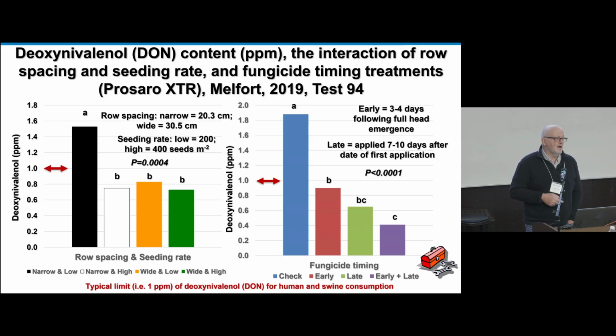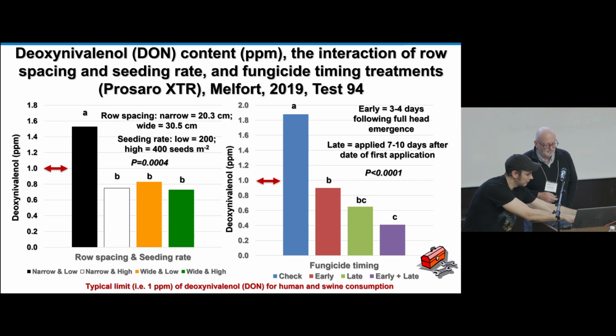We could bring that down significantly to just under 1 part per million with a single early application at that ideal timing. With the late application, so 7 to 10 days after the start of anthesis, even a little better, but it was our dual application that gave us our best reduction, almost around 80%. So getting close to the level of control that we see with a fungicide for leaf spot diseases.